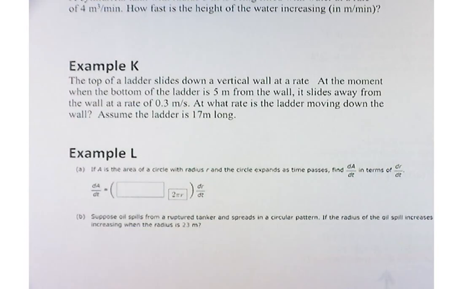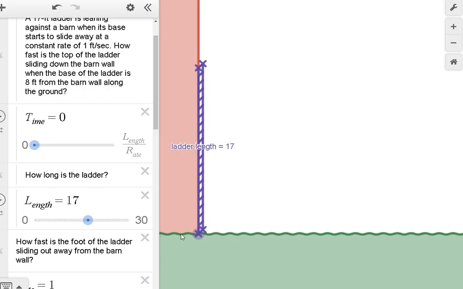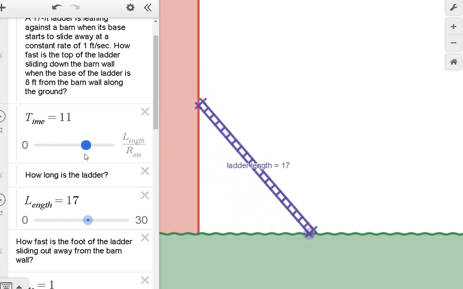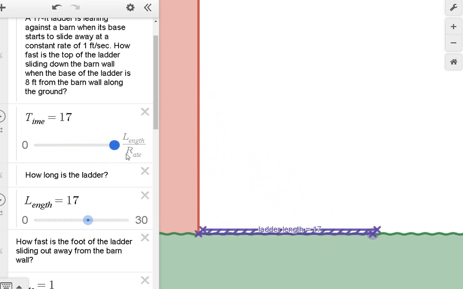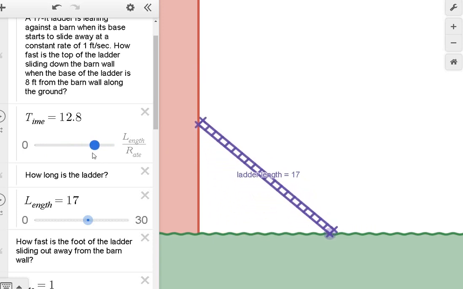A ladder slides down a vertical wall at a given rate. Graphically, here's what it looks like. You've got a ladder, and you're going to move this away from the wall, and as you do, the top of the ladder is going to move down the wall. Now, this is a Pythagorean theorem problem, so you're going to have a dx by dt, a dy by dt, and dz by dt. So x is the horizontal, y is the vertical, z is the length of the ladder.